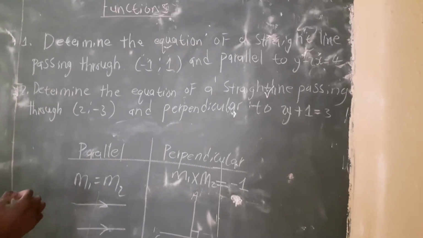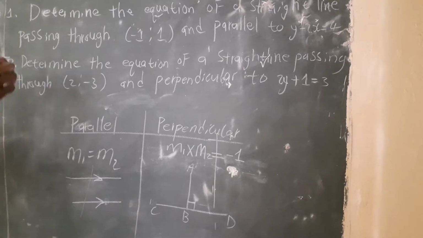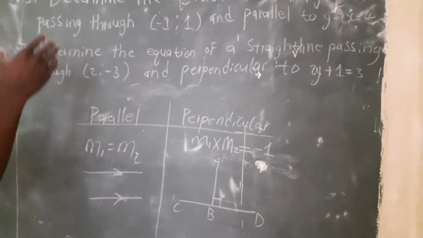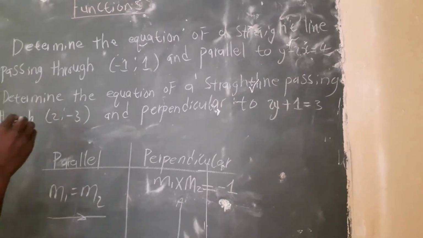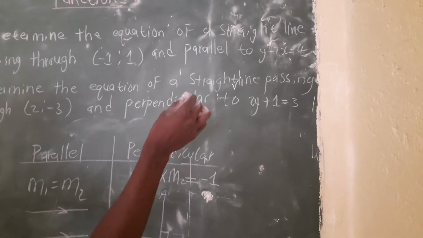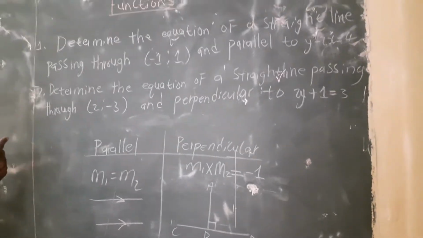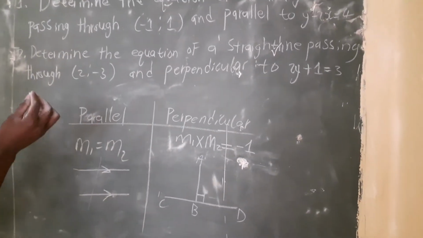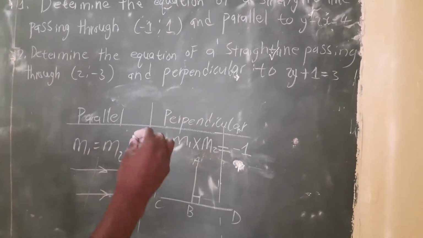Going for more examples for our linear graph, there are two examples here to give, guys. The first one says: determine the equation of a straight line passing through (-1, 1) and parallel to y minus 2x equals 4. And the second one says: determine the equation of a straight line passing through (2, -3) and perpendicular to 2y plus 1 equals 3.